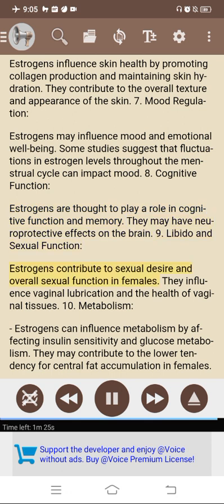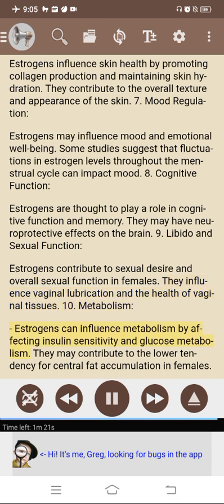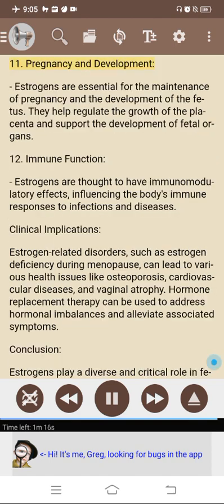9. Libido and sexual function. Estrogens contribute to sexual desire and overall sexual function in females. They influence vaginal lubrication and the health of vaginal tissues. 10. Metabolism. Estrogens can influence metabolism by affecting insulin sensitivity and glucose metabolism. They may contribute to the lower tendency for central fat accumulation in females. 11. Pregnancy and development.